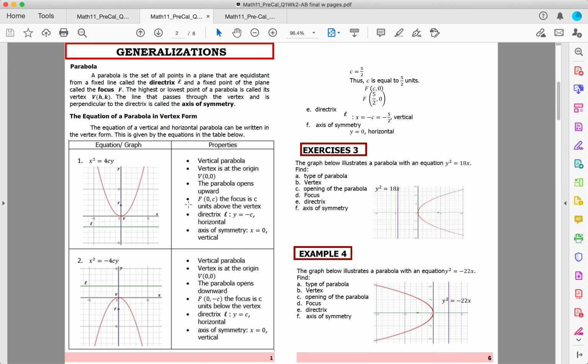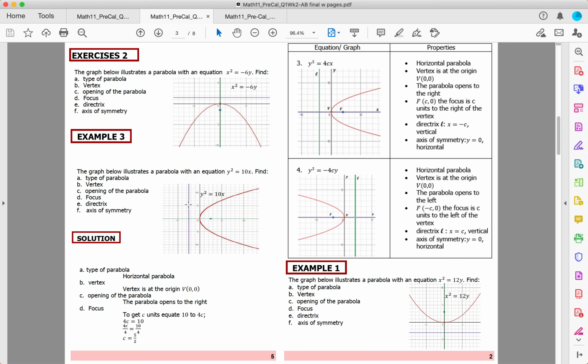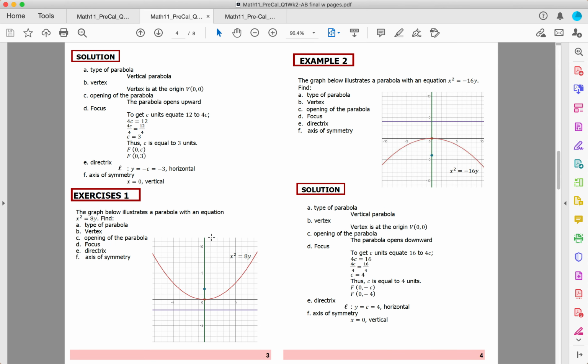Okay, let's have exercise 1. Where is your exercise 1 here? She doesn't have an exercise 1. No, wala siya exercise 1. Am I correct? Here it is. So here is exercise number 1.